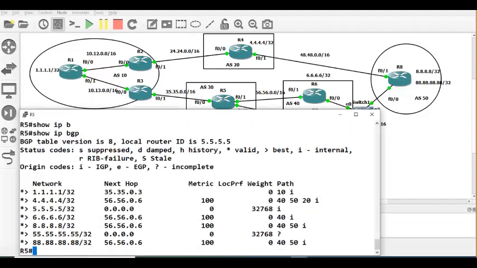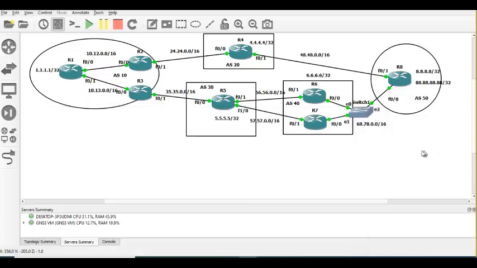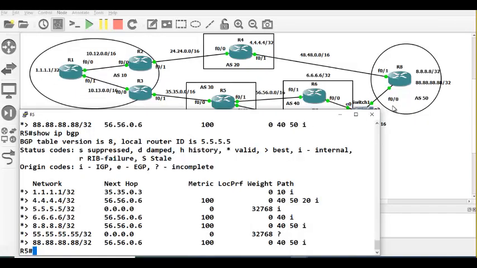So earlier, router 5 was going via router 6 to reach 8.8.8.8. It was going via router 6 to reach 8.8.8.8, so the next hop is 6. But now I'm expecting 7 there. No, still not. It takes some time to converge. The BGP has to come up between 7 and 8, and 7 has to advertise the MED, only then it can decide.